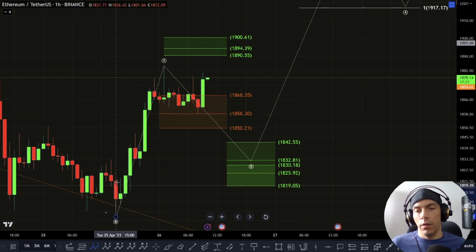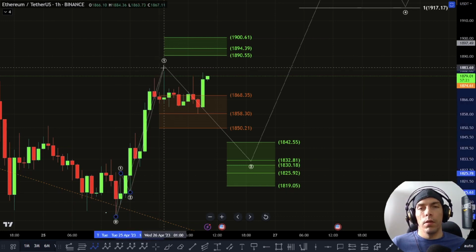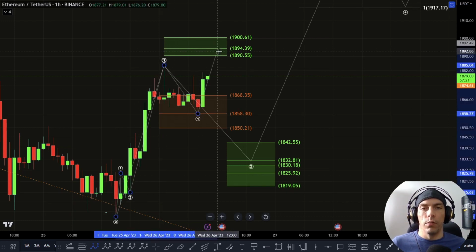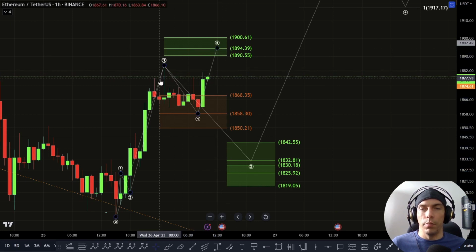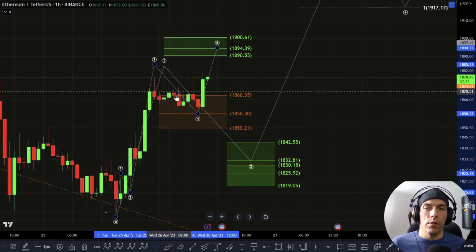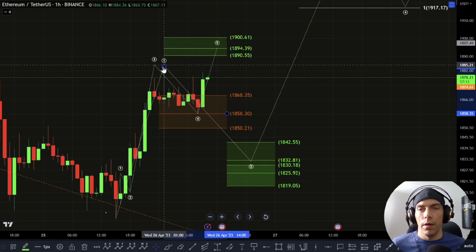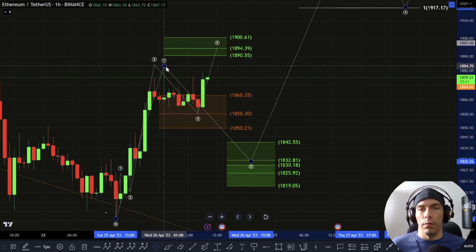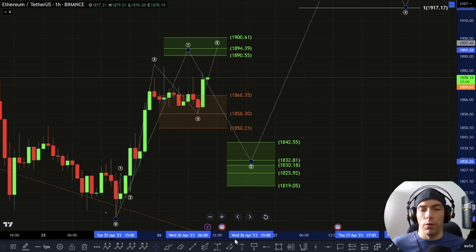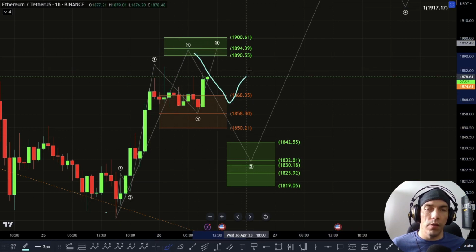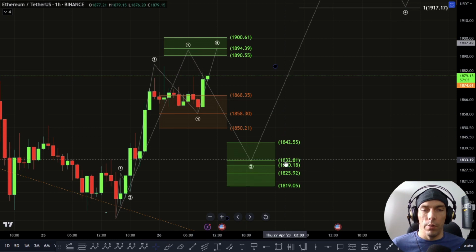Or alternatively, this becomes 1 and 2. Then we have this as a third, this is a fourth, and then this is a fifth wave to the upside. If this is the case, what this would then mean is that our wave one would be slightly higher up here. And what we would then be looking for is basically a wave two retracement from that point in three waves, A, B, C, looking for this lower target here.